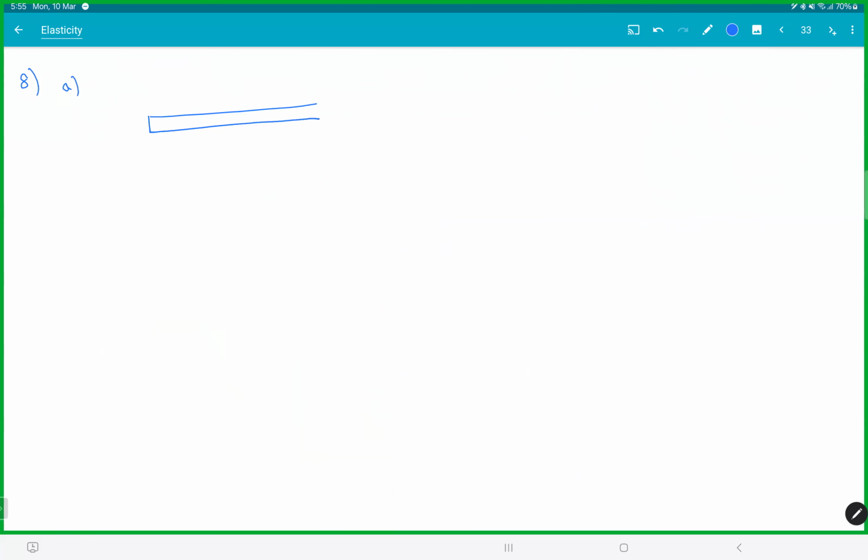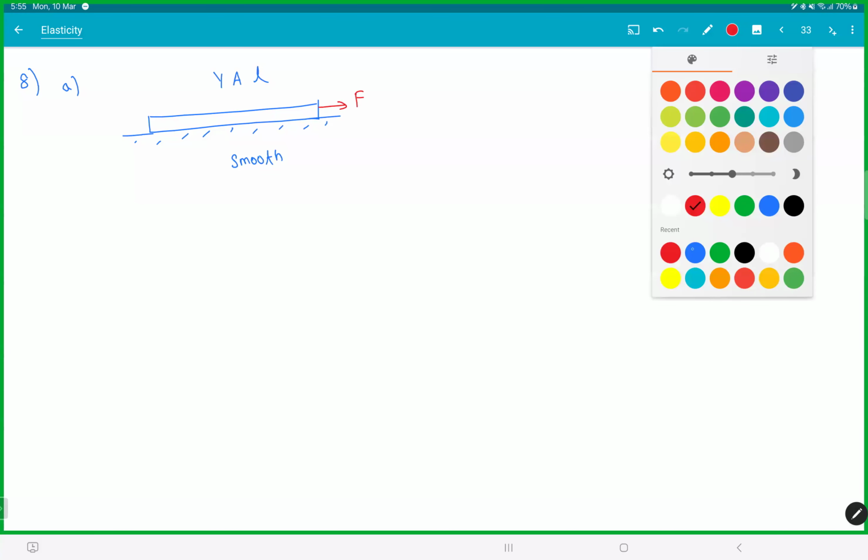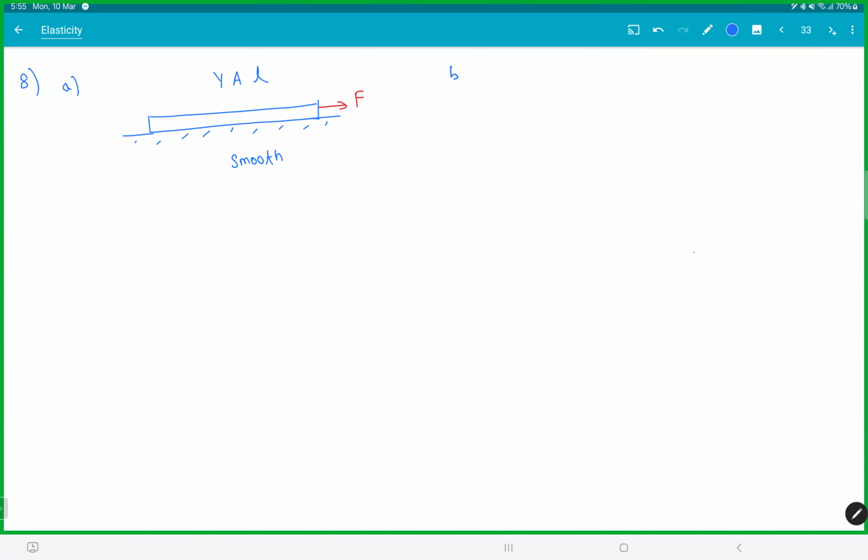We have a rod on a smooth floor with Young's modulus, area, and length L. Someone is applying a force F on one side and a force 2F on the other side. Find the elongation and the energy stored.